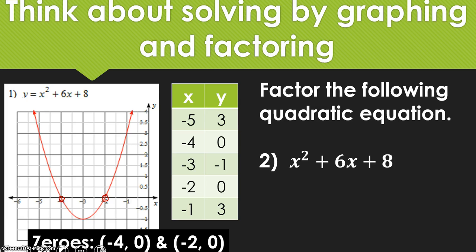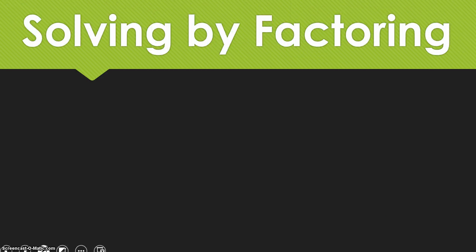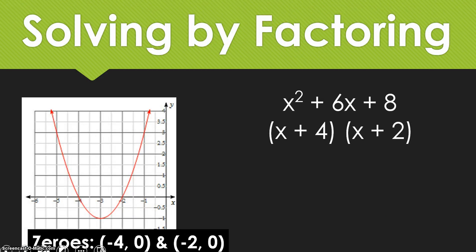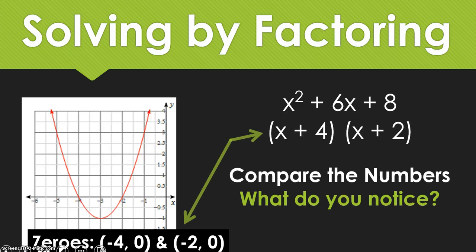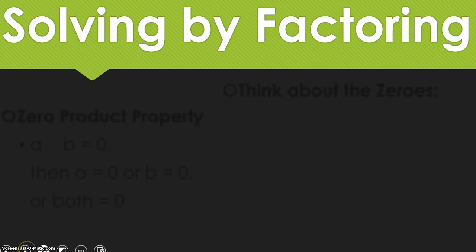Well, when I factor this, I get x plus 4 and x plus 2. So I've got zeros at -4 and -2, and I've got factors of x plus 4 and x plus 2. So if we compare the numbers, what do you notice? Well, they're very similar, but their signs have changed.